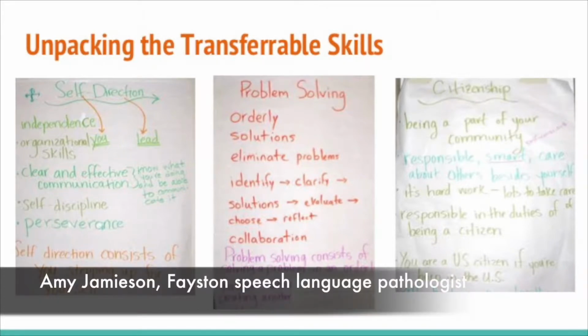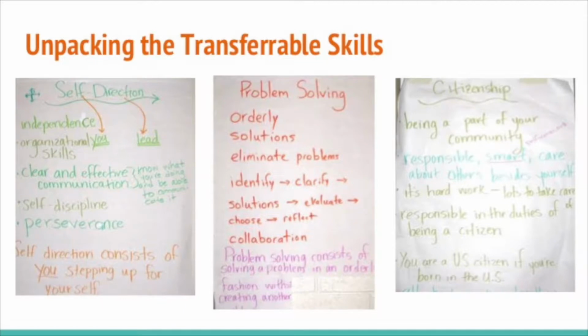So here are the posters that the kids created during their wellness and language arts class, because as a team, when we were at the Tarrant Institute, we thought, wow, look at these crazy words: self-direction, problem solving, creativity, citizenship. What does this really mean to 5th and 6th graders? And so they had the chance to really break them down and put them in their own words.